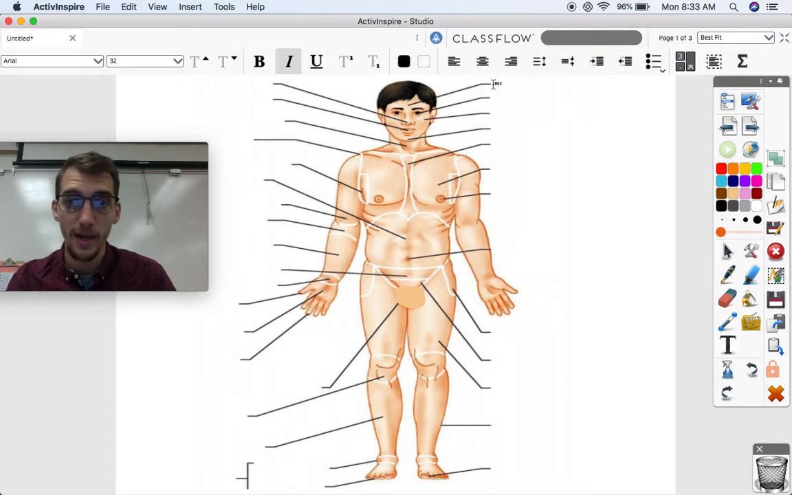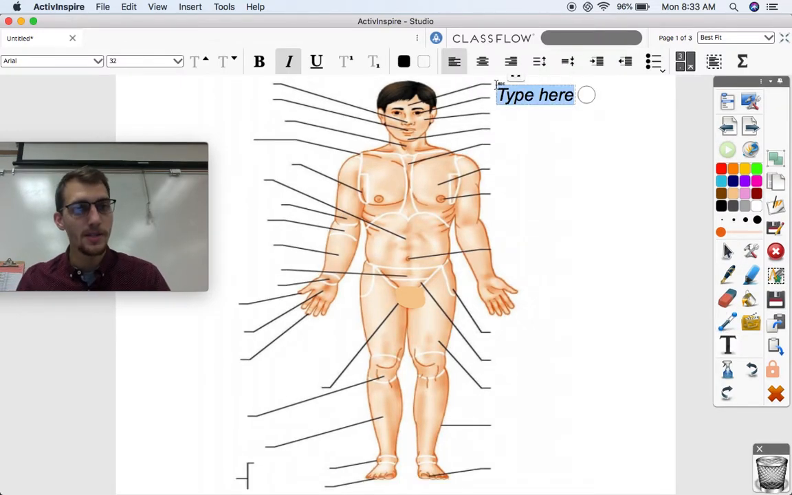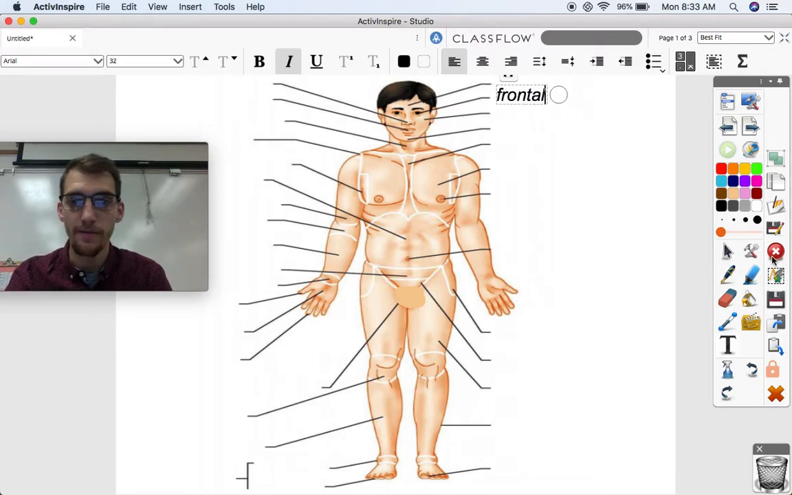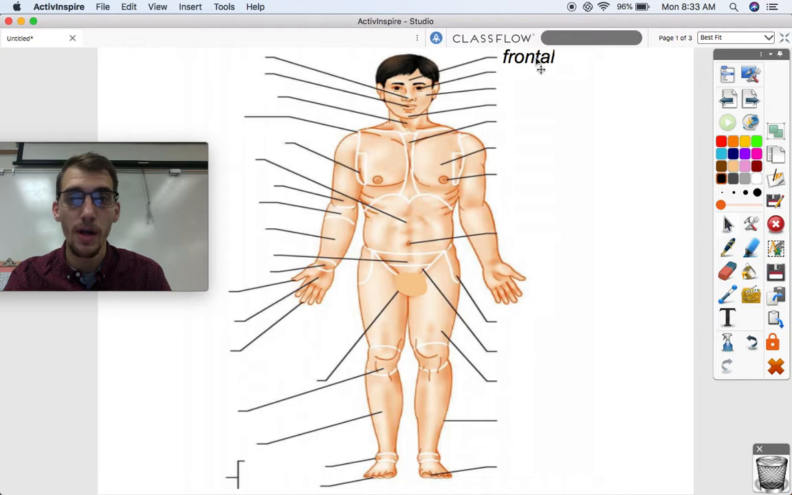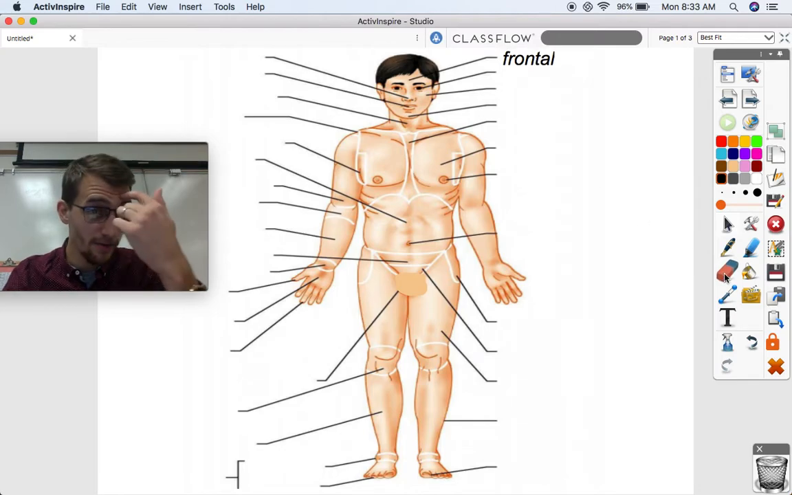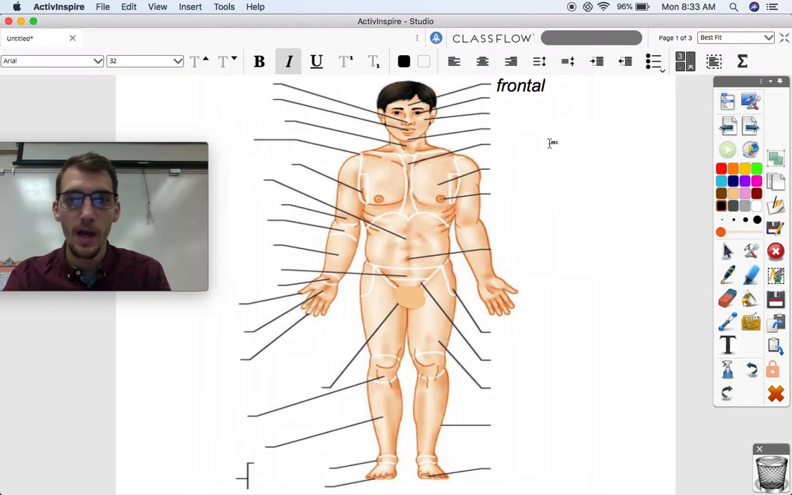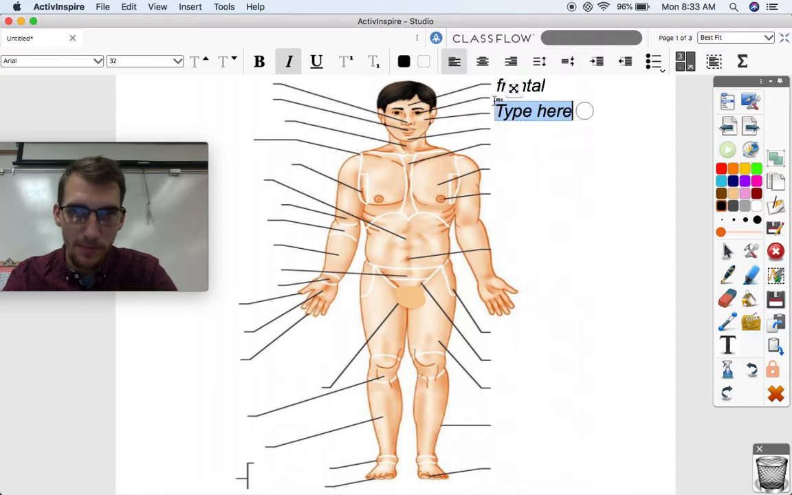Without further ado, we got a lot to cover, so let's start with the top. Right here, this is called your frontal region. You also have a frontal bone there and a frontal lobe. That's part of your brain. So your forehead is called your frontal region. Just beneath that, this arrow is pointing to the eye. That is called the ocular region.